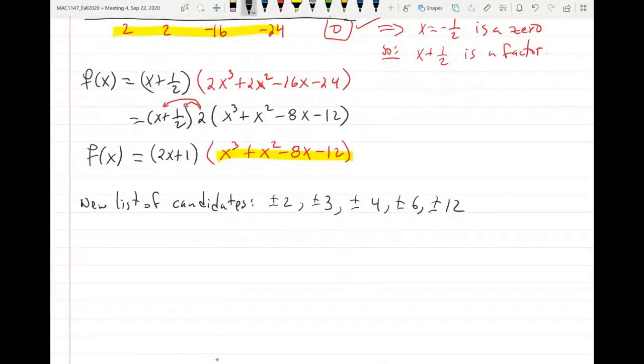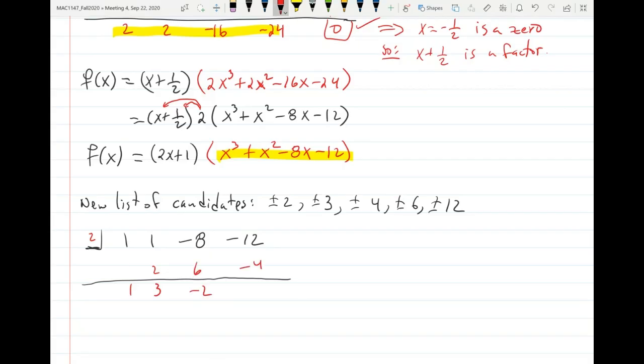So I'm going to prepare my new table: 1, 1, negative 8, negative 12, and let's activate the process. Let's put a 2. So 1, that's 2, 3, 6, negative 2, negative 4. Okay, doesn't work. So we know that 2 doesn't work. How about negative 2? Let's try negative 2. We bring the 1 down. We get negative 2. That's negative 1. Positive 2. Negative 6. Positive 12. Bingo. Here we found another one. So negative 2 is a 0.